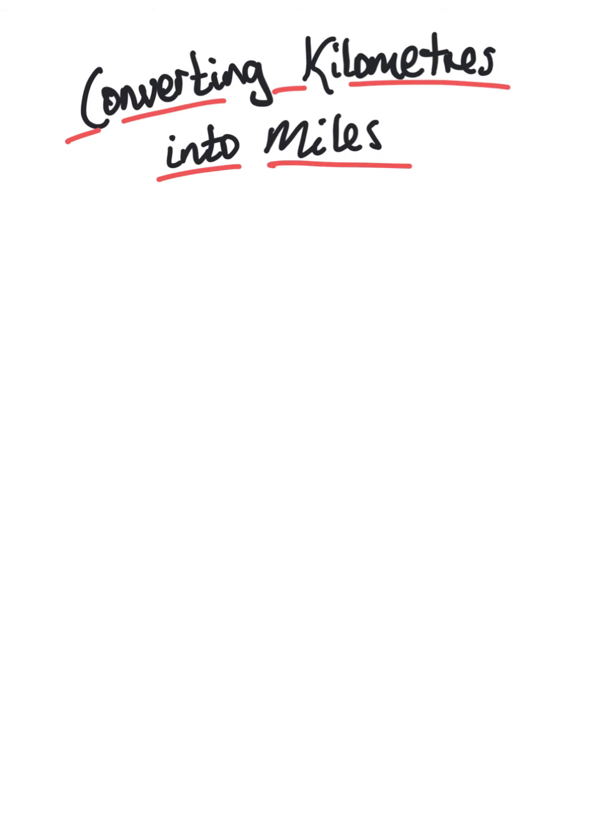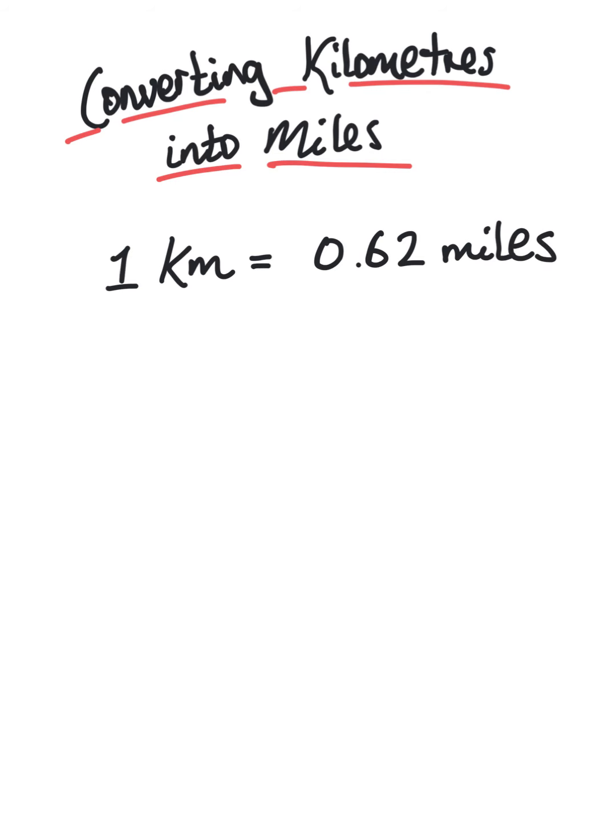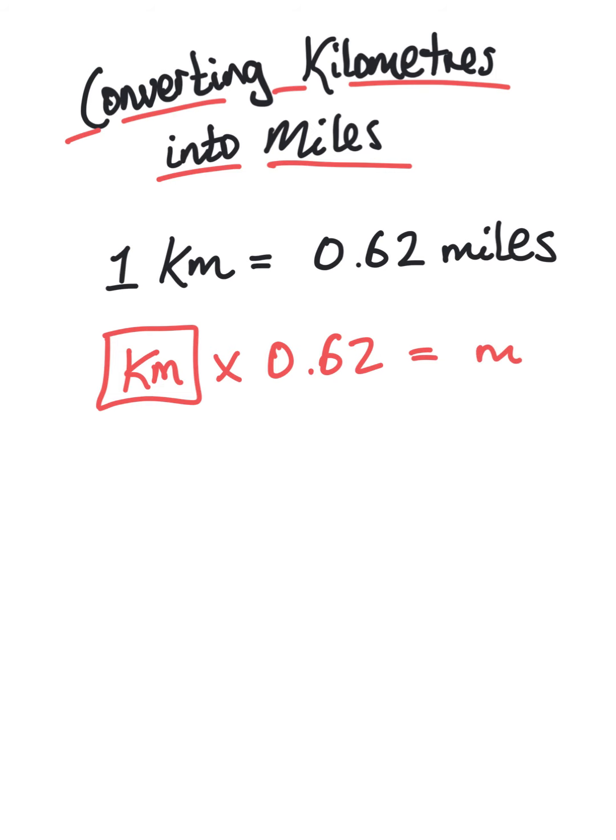So going the other way now, we're going kilometers into miles. 1 kilometer equals 0.62 miles. That's what we need to do. That's what we need to know. So if we've got a kilometer, we need to multiply it by 0.62 to give us the answer in miles.